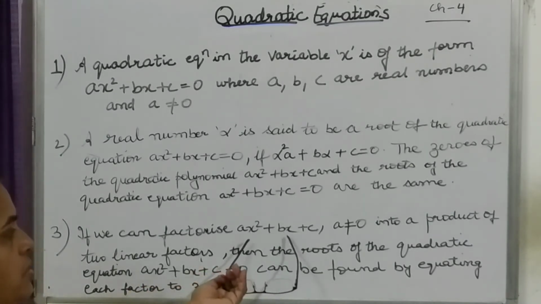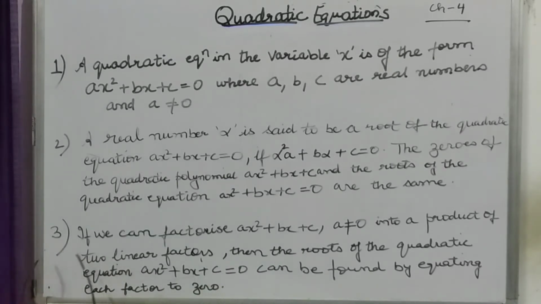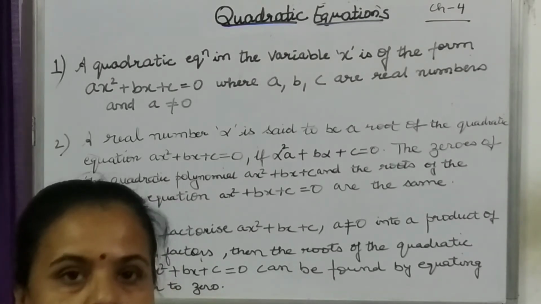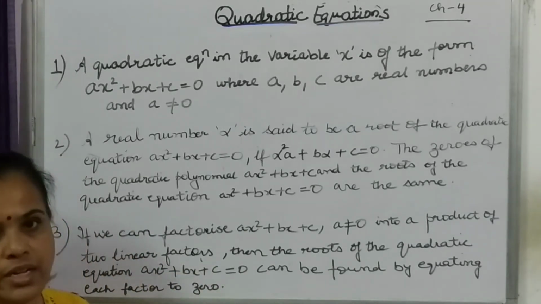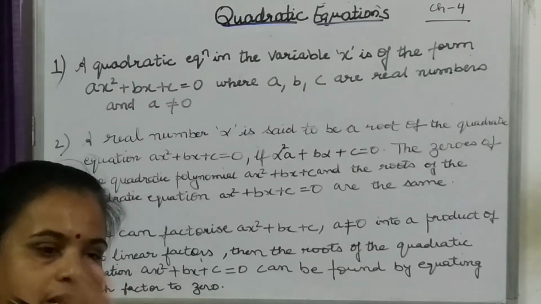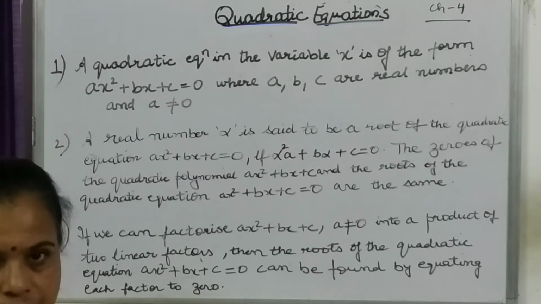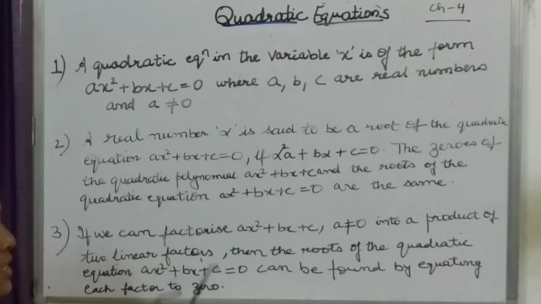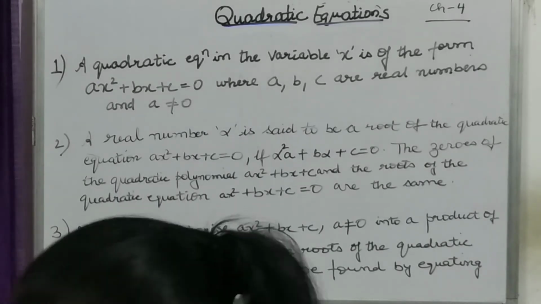So ax square plus bx plus c I can always split into a product of two linear factors, and then the roots of the quadratic equation can be found by equating each factor to 0. When I have two linear factors, if I want to find the roots of this quadratic equation, then I will equate each factor to 0 to get the roots of this equation. Now after these key points, I am going to give you some examples of the quadratic equation.